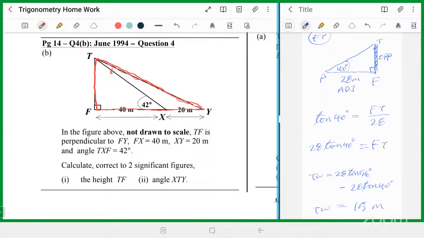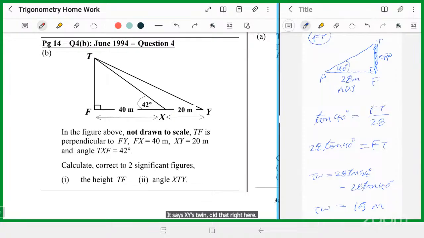So if you ignore this, you have that big right angle triangle marked out in red. That's what they want us to do. They give us some distances. They say FX is 40, that's right here. It says XY is 20, that's right here.